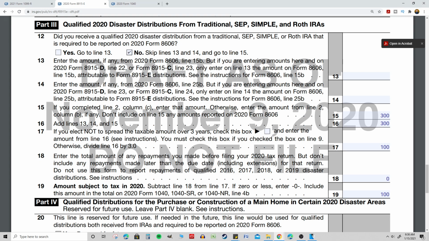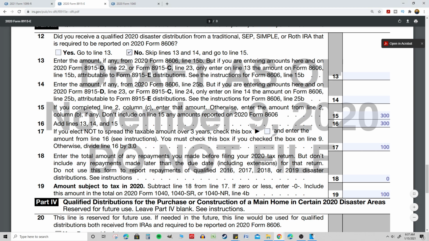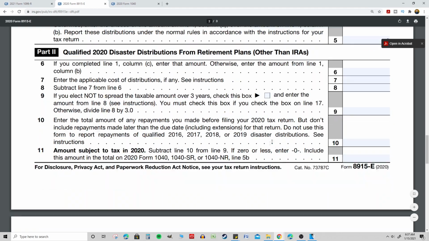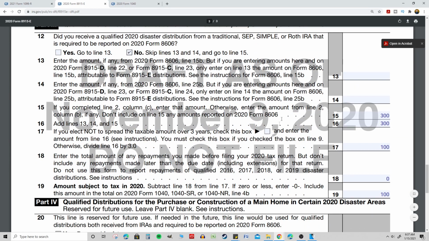If you want to pay the tax over 3 years on this money, then you would not check this at all. Just leave this blank. It does say you must check this box if you check the box on line 9. So if you checked the box on line 9, you also have to check it here if that applies to you. But for our example here, it doesn't apply.